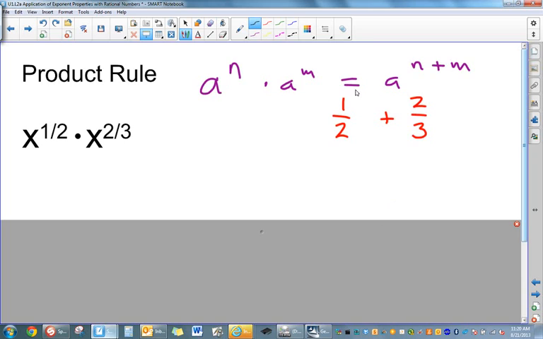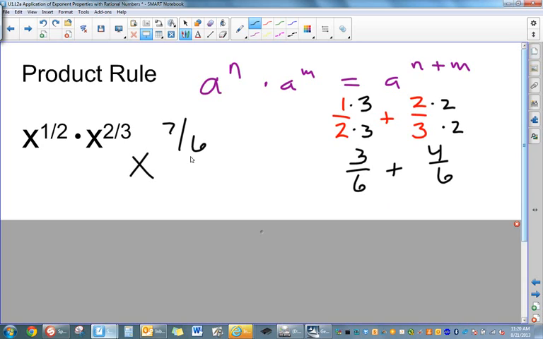Instead, I'm going to come over here and multiply this by 3, multiply this by 3, multiply this by 2, and 2. So I get 3/6 plus 4/6. So I get x to the 7/6. Once again, the rules have not changed. All that's changed is instead we just have fractions that we're adding. So we just have to take an extra moment to think about it.